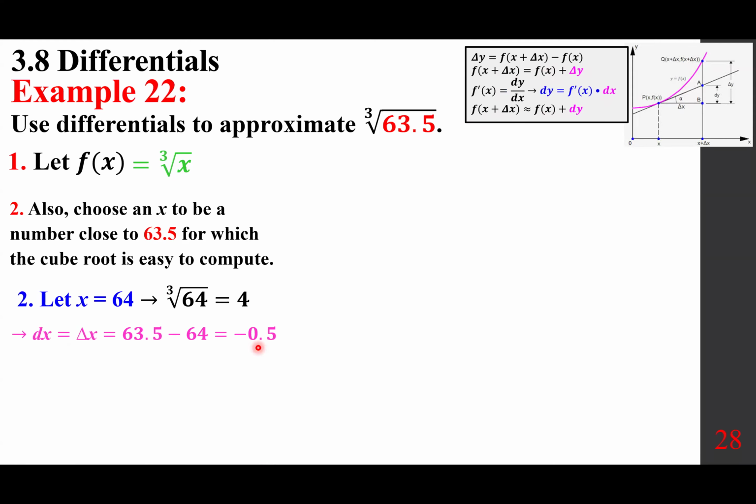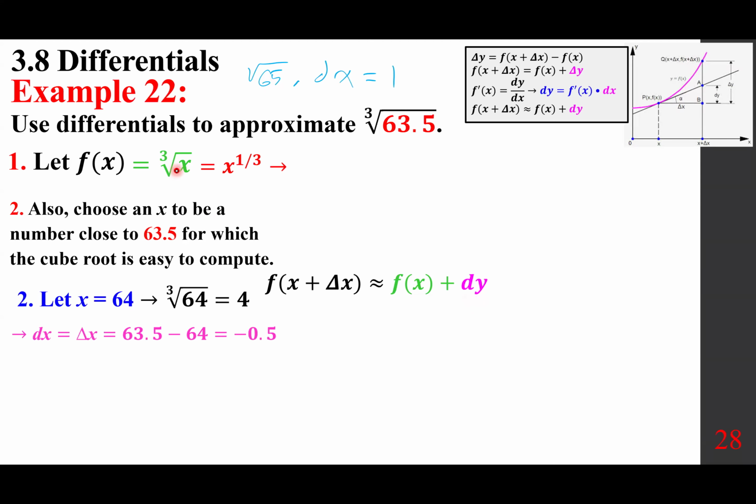Bear in mind, if this was, for example, 65, then 65 minus 64, let me just add an example. If you are interested in the square root of 65, the dx becomes positive 1, because 65 minus 64 is positive 1. So you want to be careful with that. So f of x plus delta x is f of x. We have it. Dy we don't. We have to differentiate this.